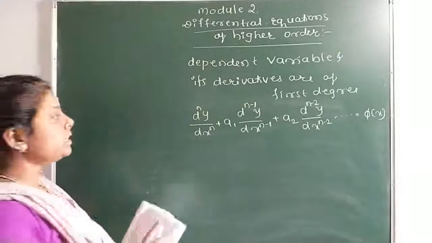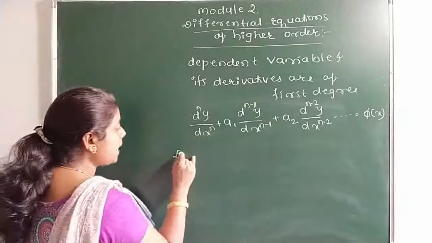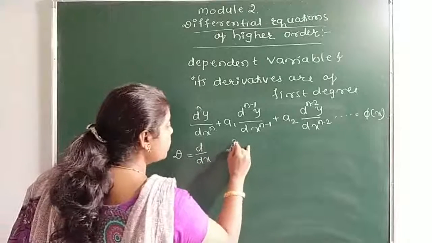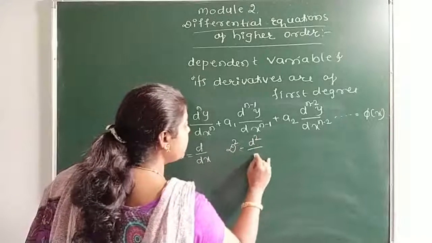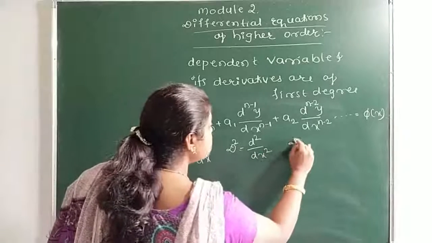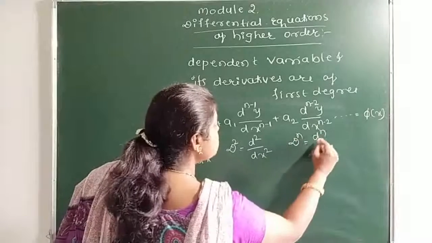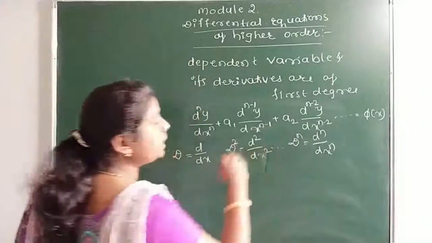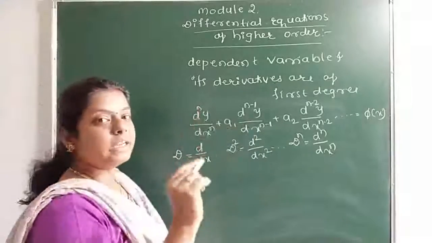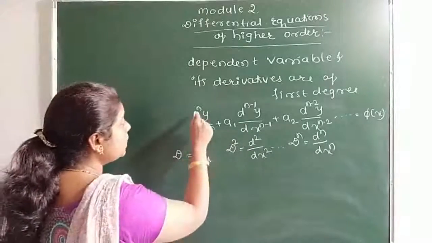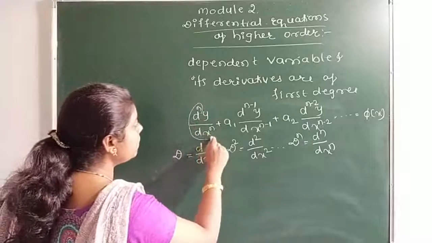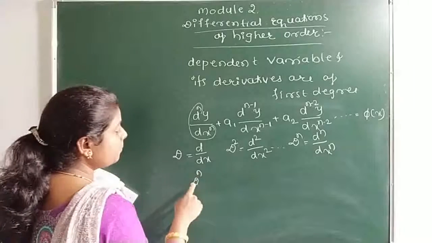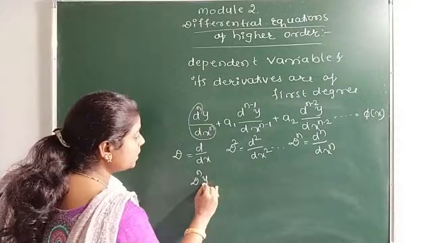This we have to write in terms of D. Capital D we denote as d/dx. D square we indicate with d^2/dx^2. D^n is equal to d^n/dx^n. Like this we indicate the standard dy/dx term, meaning d^n/dx^n we indicate with capital D^n. Y we write as it is.